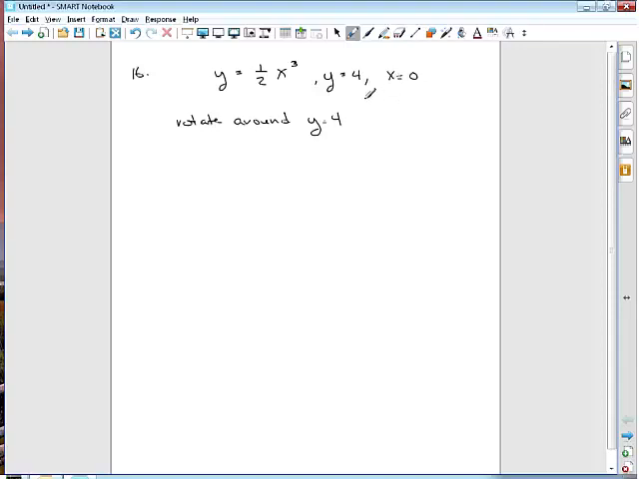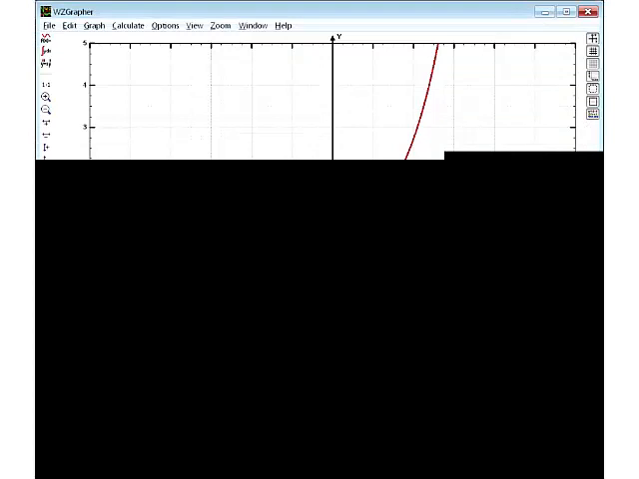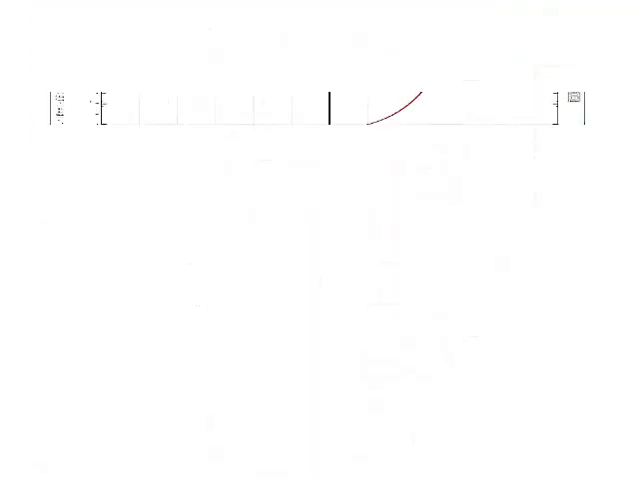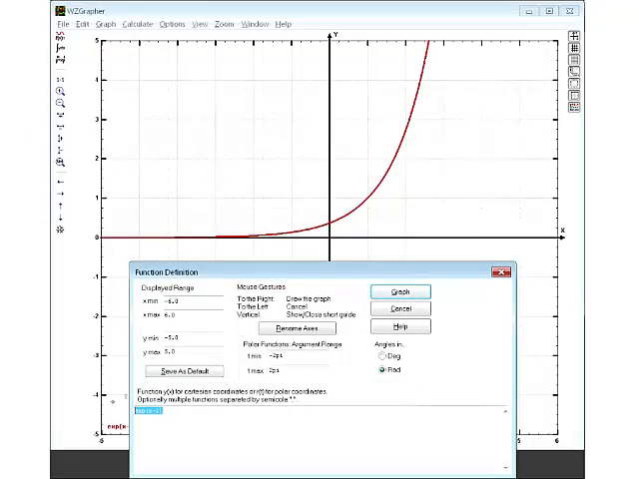So let's not draw anything, let's use our graphing program. So I'm going to switch over to that. Okay, so there's something from a previous problem, but the function we have is 1/2 times 0.5 times x cubed. So let's graph it.